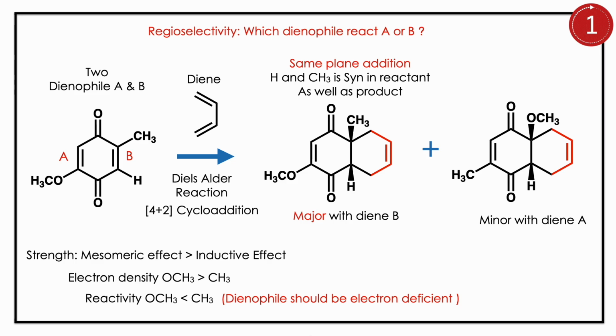So on ring closure you have a 4 plus 2 cycloaddition, which is a fusion reaction. B will be the major, A will be the minor product. The concept you have to learn here is regioselectivity promoted by the electron density of the dienophile.